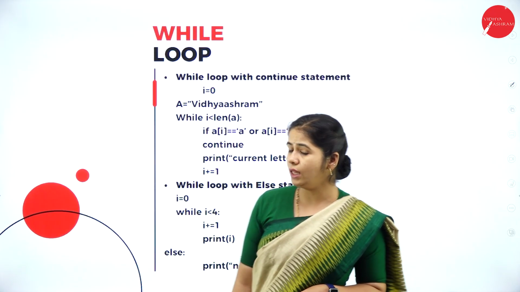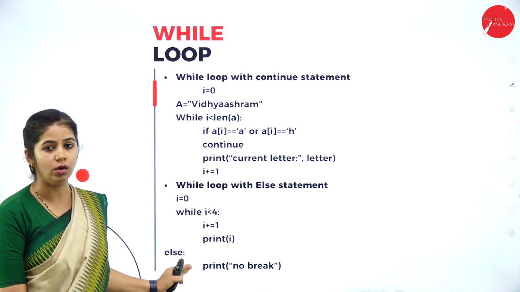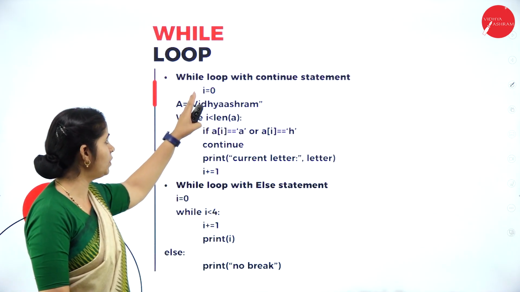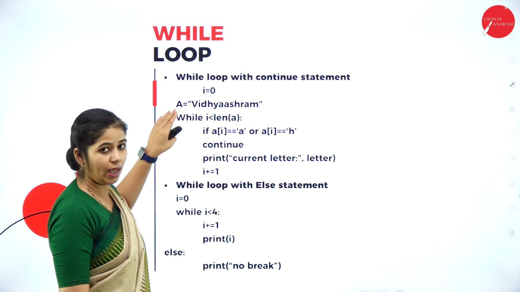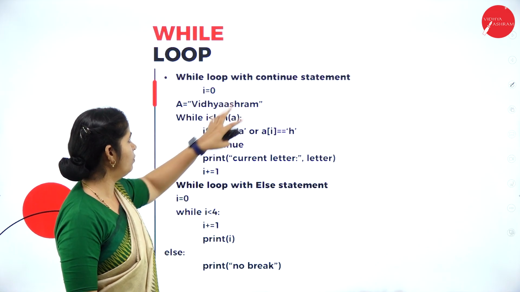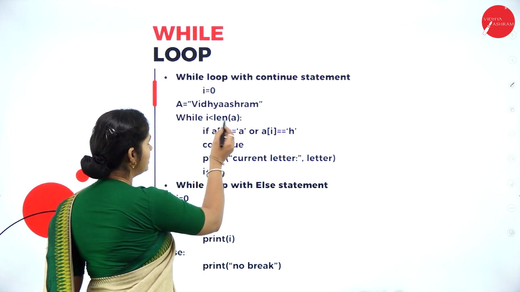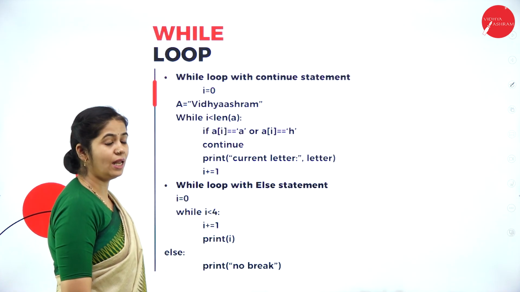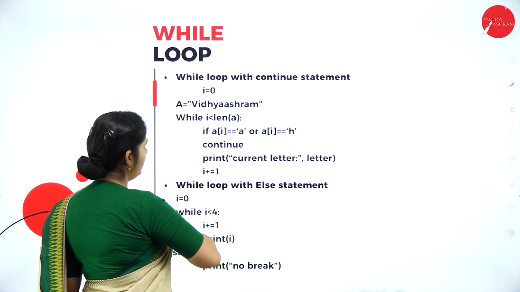Okay. Then the while loop with the continue statement, as done with the for loop with the continue statement, we have a while loop with the continue statement. A is a string which has the value Vidhyaashram. Then while I is less than the length of A. What is the length of A? How many characters we have? That is nothing but the length of A.